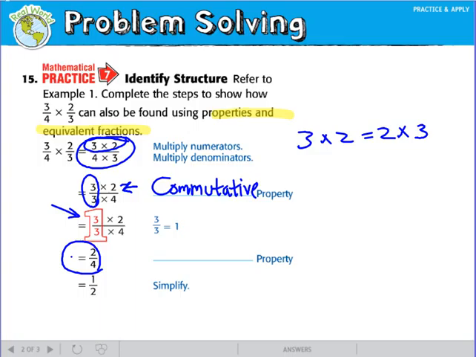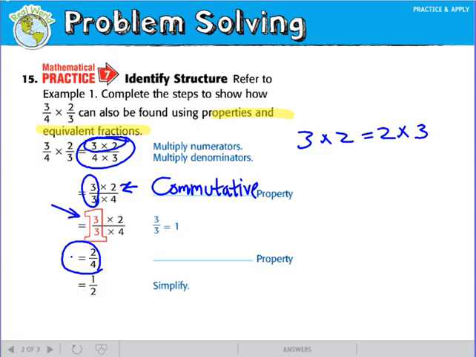What property says that something times 1 equals itself? The commutative property for the first one says that you can change the order in which you multiply factors, and it does not change your answer.